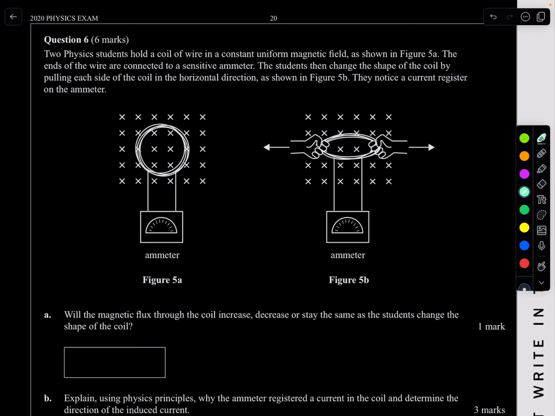Alright. And it makes sense. Of course, there's going to be a current registered because there's a change in flux. Will the magnetic flux through the coil increase, decrease, or stay the same as the students change the shape? Of course, it's going to decrease because remember, look at the area. You have a large area initially, and then you pull it and you make a little area. Remember your flux from the formula is your area times your magnetic field strength. If you increase the magnetic field strength, which we're not doing, we've just messed up with the area. We've decreased this area, so it decreases our magnetic flux. So decrease in that case.